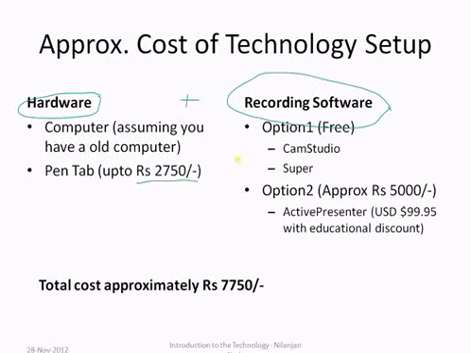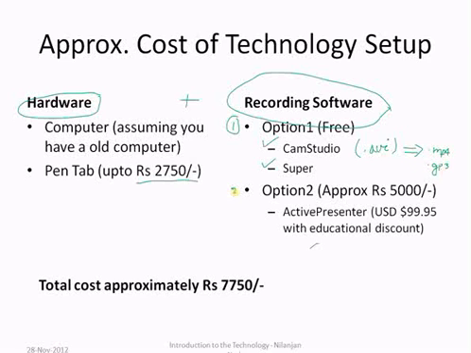Now let's look into the softwares needed. We have two different options. Option 1, we can use Cam Studio for screen capture, and then Super Converter. Cam Studio gives output of .avi, and then this Super Converter actually converts this AVI file into any other format required. So it can be .mp4 or it could be .3gp.